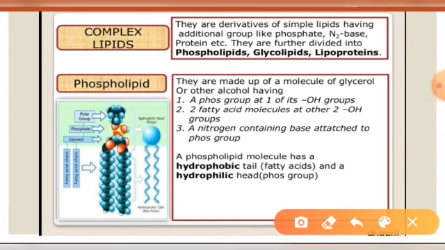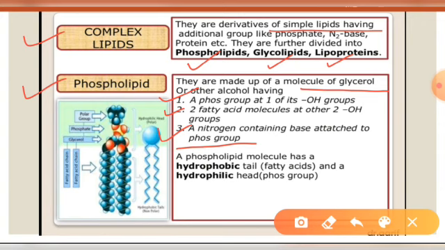Next, complex lipids. Complex lipids are the derivatives of simple lipids having an additional group: phosphate group, nitrogen base or protein molecules. And depending upon the type of the additional group, they are of different types: phospholipids, glycolipids and lipoproteins. So first are phospholipids. Phospholipids are made up of a molecule of glycerol or other alcohol having first a phosphate group at one of its OH groups, second two fatty acids at the other two OH groups, and third a nitrogen base which is attached to the phosphate group.